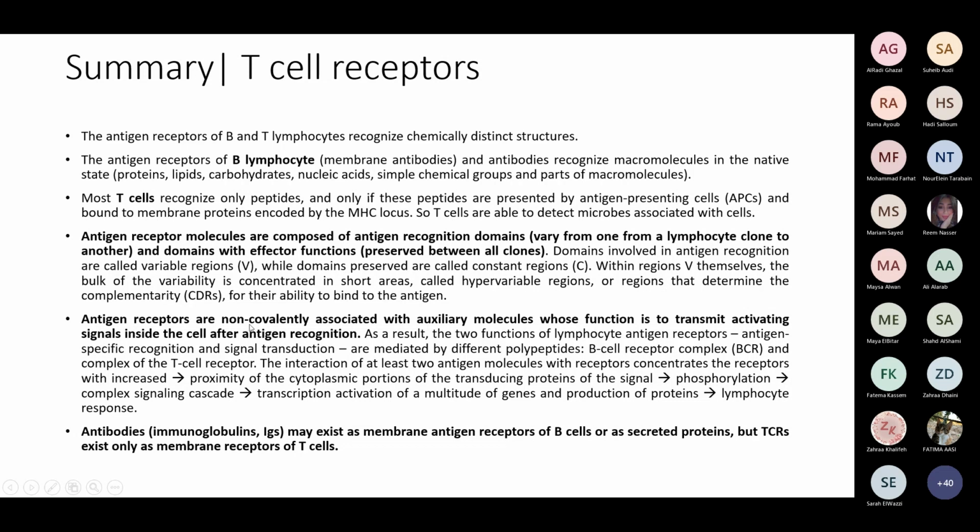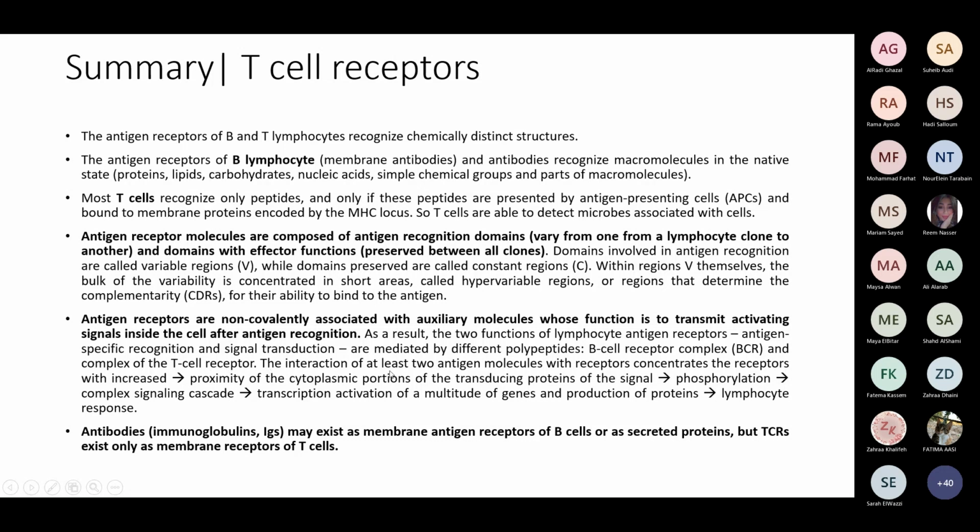Antigen receptors are non-covalently associated with auxiliary molecules. As we saw, the auxiliary molecules are the co-receptors. Their function is to transmit activating signals inside the cell after antigen recognition. So a lymphocyte antigen receptor has two functions, antigen-specific recognition and signal transduction. The whole complex does both recognition and signal transduction, and they are mediated by different polypeptides, in the B cell receptor complex and the T cell receptor complex.